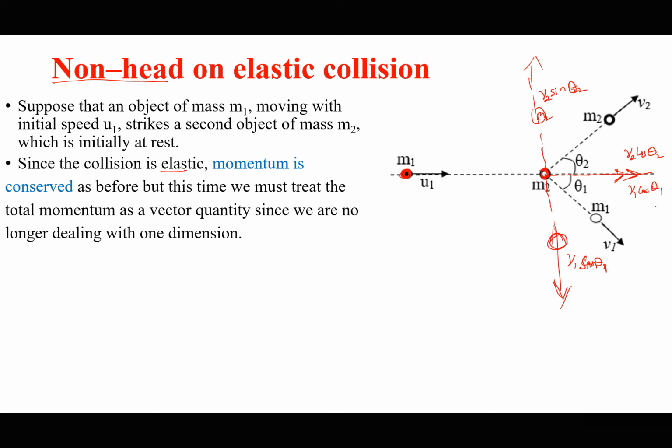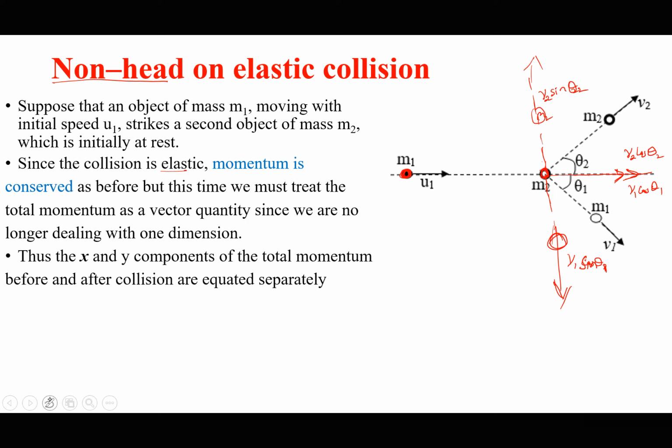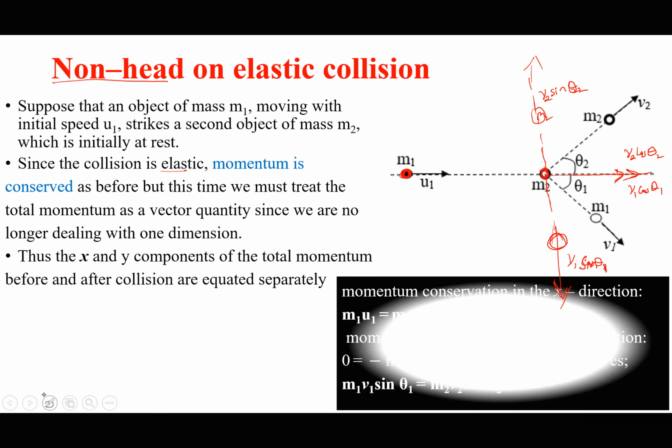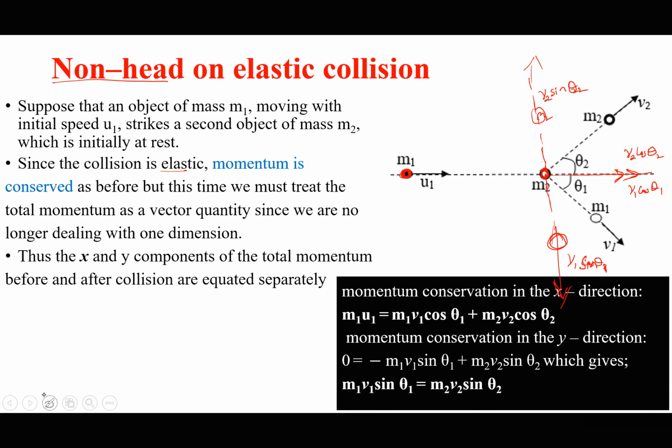So we must consider momentum before the collision and momentum after the collision. Therefore, we must consider the x and y components of the total momentum. So momentum conservation in the horizontal, in the x direction. Initially, m1 was moving with speed u1, m2 was not moving. So total momentum before collision is going to be m1 u1 plus 0, because for m2 it was initially 0.